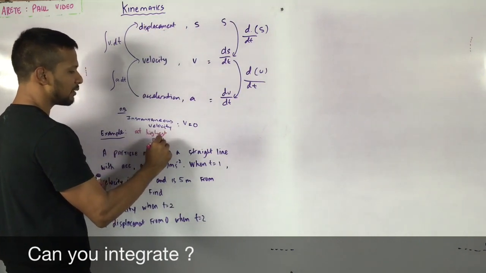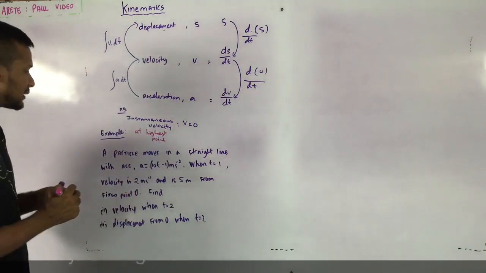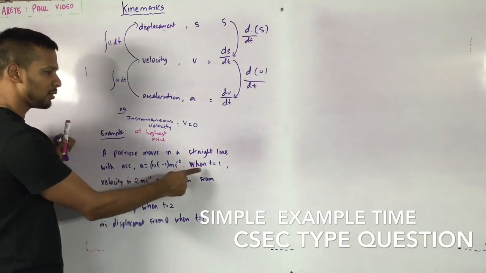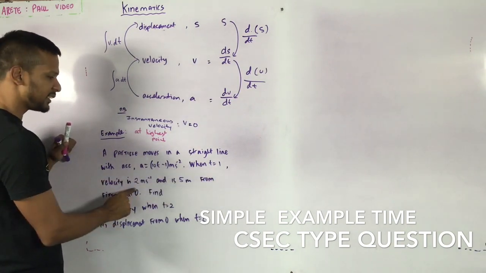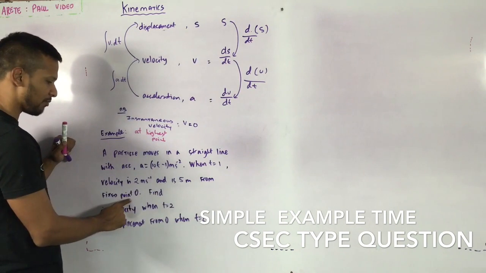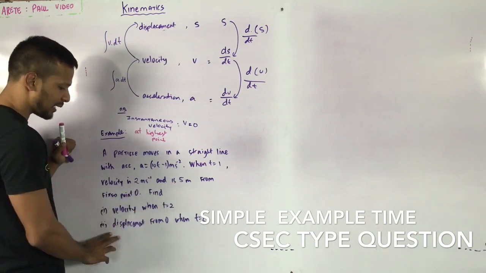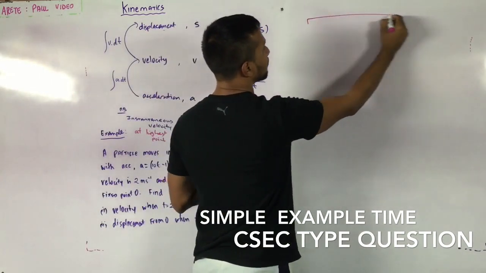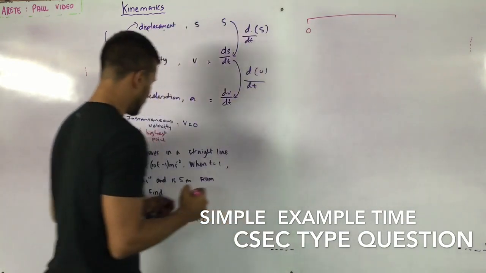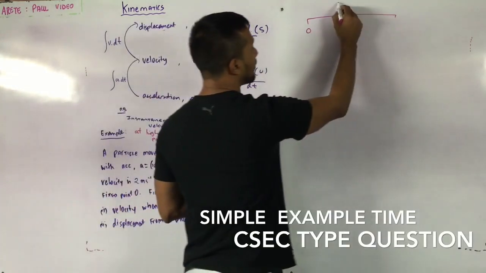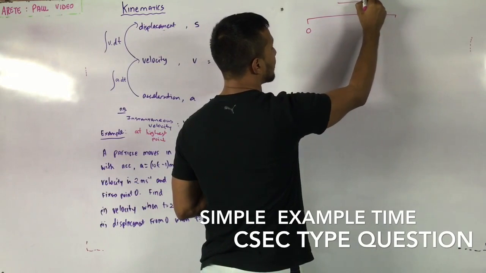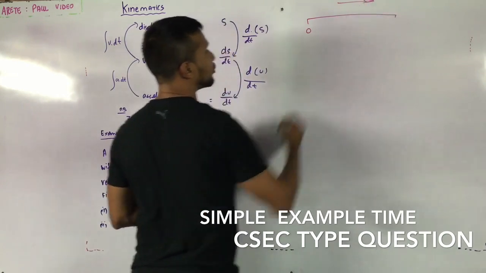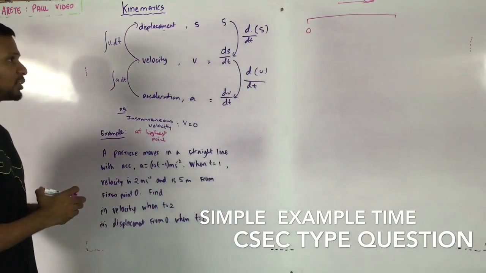Okay, here's a simple example that we're going to look at. We have a particle that moves in a straight line with an acceleration given by this formula. When t is 1, the velocity is 2 and it is 5 meters away from O. Find the velocity when t is 2 and the displacement from O when t is 2. Let's put this in a simple diagram. The particle is at O, and somewhere along here it has an acceleration of 10t minus 1. Let's use two lines for the arrows for the acceleration.